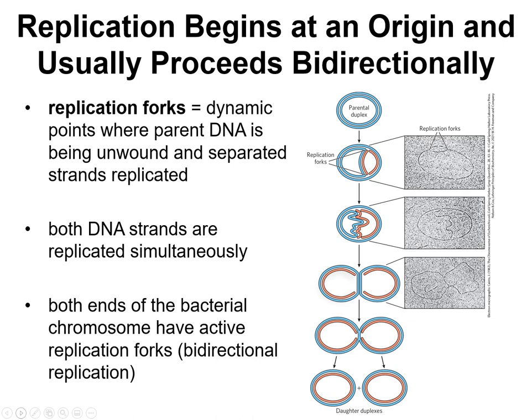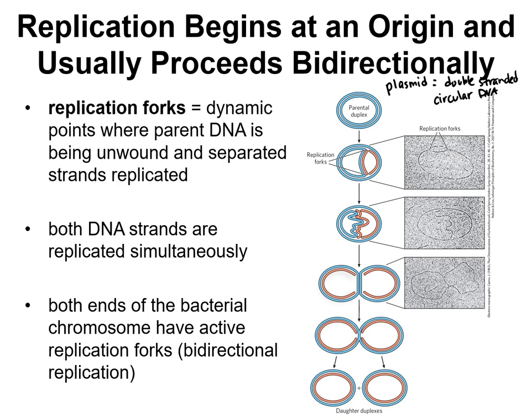Replication begins at an origin, and we said that it proceeds bidirectionally. Right now we're looking at a bacterial chromosome, which is a plasmid. It's double-stranded circular DNA. Now, our chromosomes are a bit more complex, and we'll talk about that towards the end of this section. But right now, we're just focusing on bacteria.